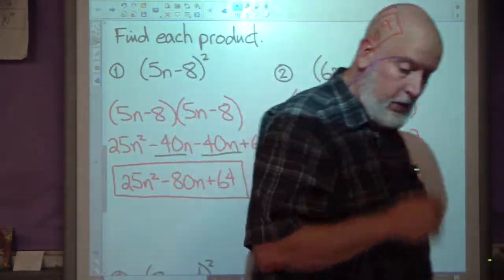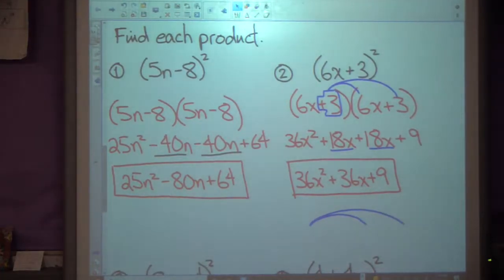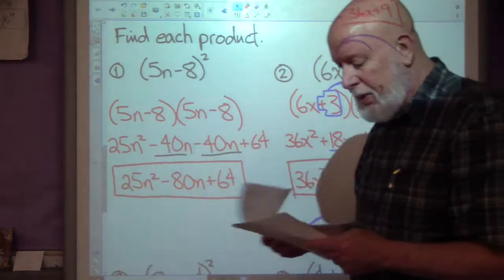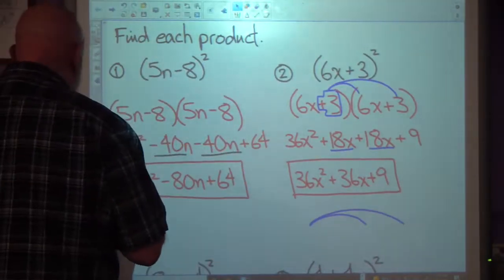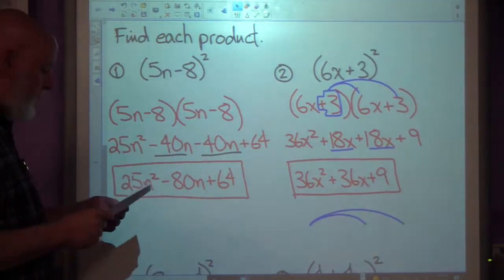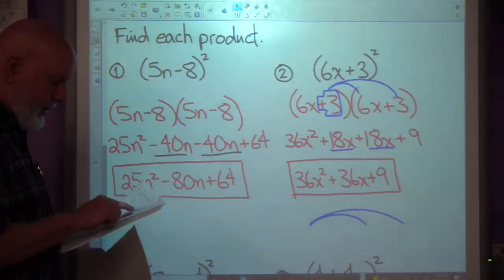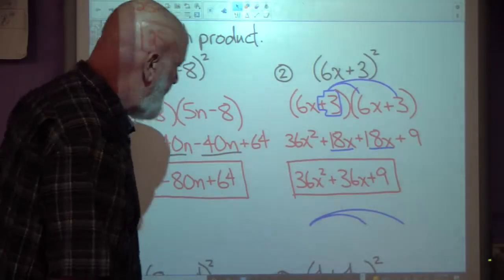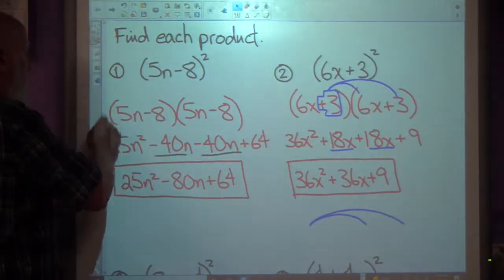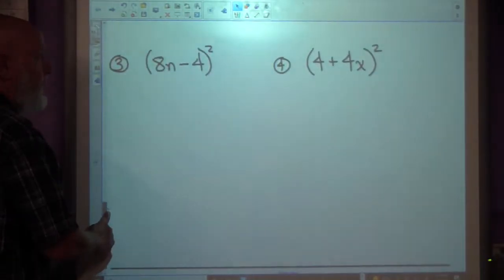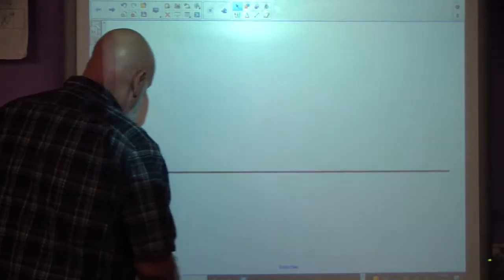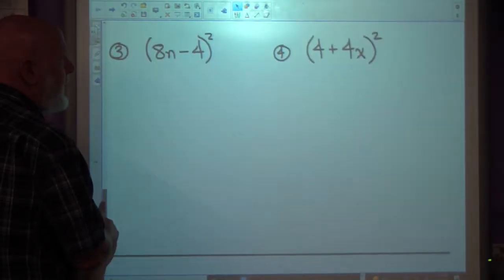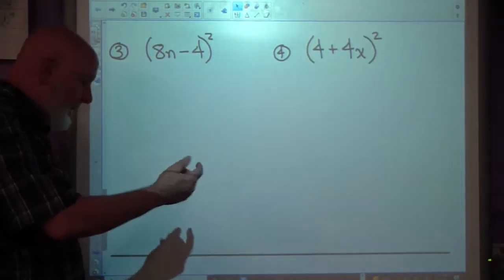I'm going to check my answer sheet and see if I'm getting these right. Somewhere around here I have a key. Looking for 913, 914. Let's see. D is 25. This one. 25n squared minus 80n plus 64. Yay. 36x squared plus 36x plus 9. Yay. 2 in a row. Go me. So there we are. We're squaring a binomial using FOIL. Or you could use Punnett square. You'd get the same thing. I just FOIL or double distribute because that's how I was taught to do it when I was little.